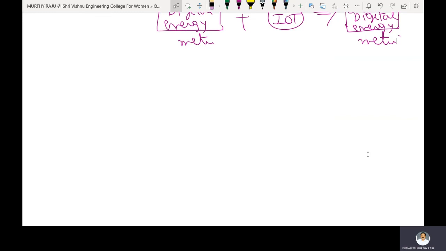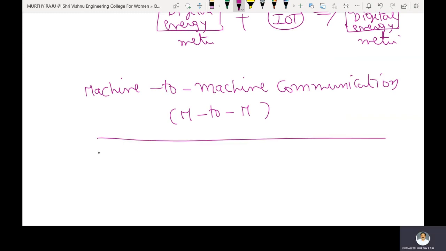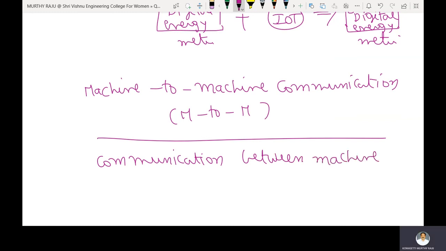Machine to machine communication, M2M: communication between machines or devices with computing and communication facilities, free of any human interaction. Examples.